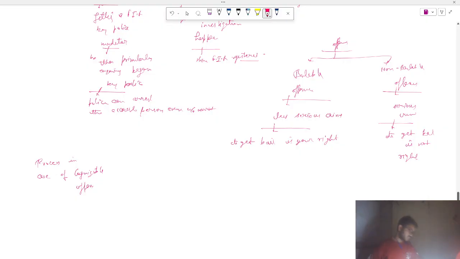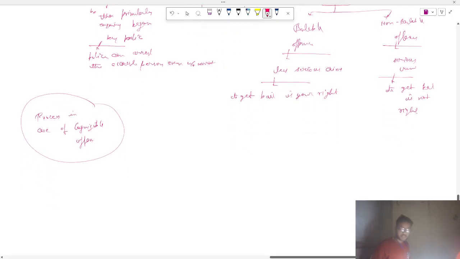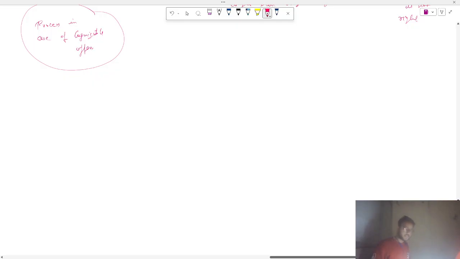Now we are discussing the procedure followed in a cognizable offense. Let's suppose you have committed a crime and the police got to you as the person who committed it. Then what proceeding will be followed? Police will arrest you, and you will be presented before the magistrate within 24 hours.